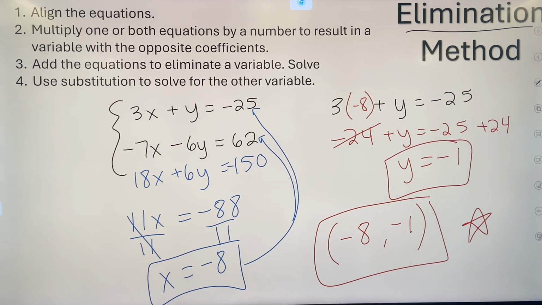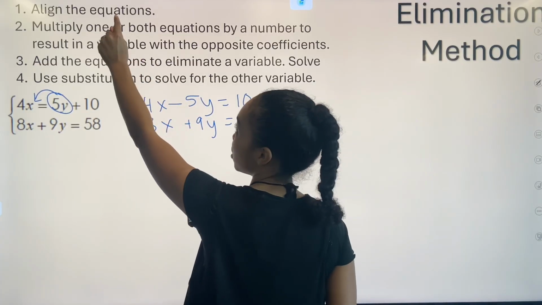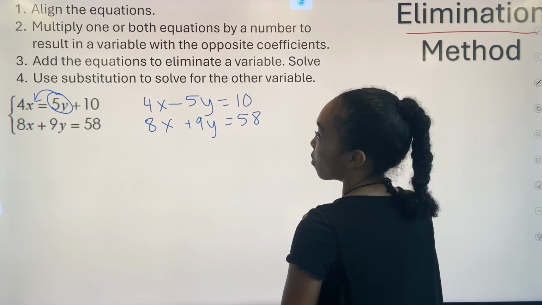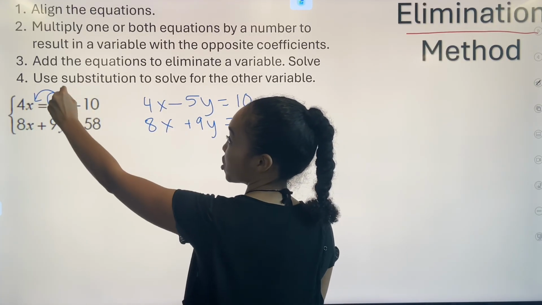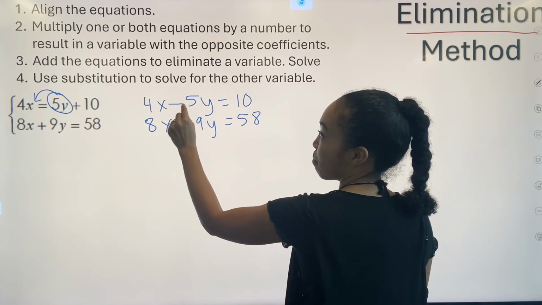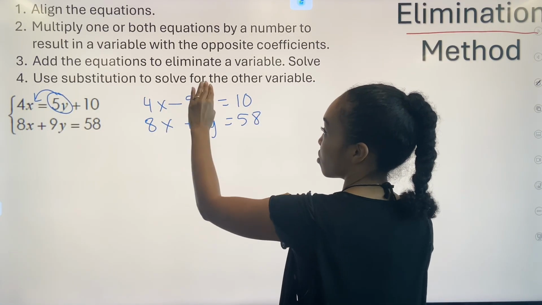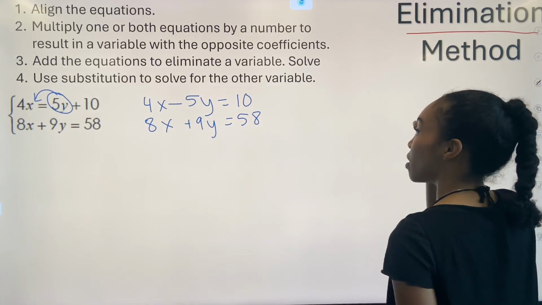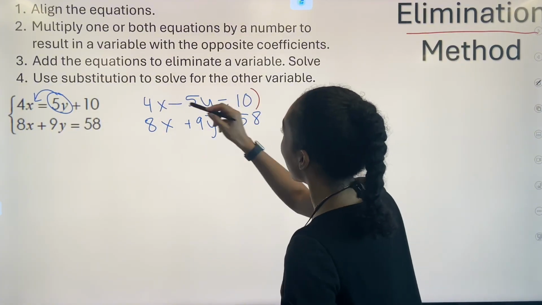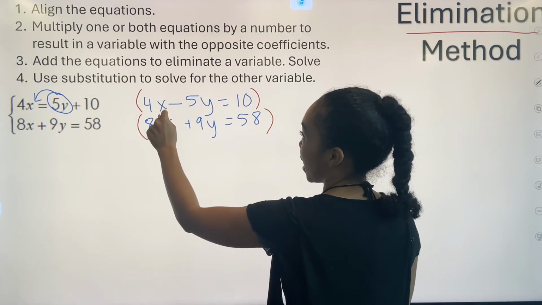Let's try another problem. Let's do this one. Now remember, you have to align the equations first when you're doing the elimination method. Okay, so I moved the 5y to the other side to be with 4x, and when I moved 5y, it became a minus 5y. So now they are aligned. The x's, the y's, equal sign, number. Okay, now this one, I'm gonna multiply, let's see, I'm gonna try to eliminate the x's.